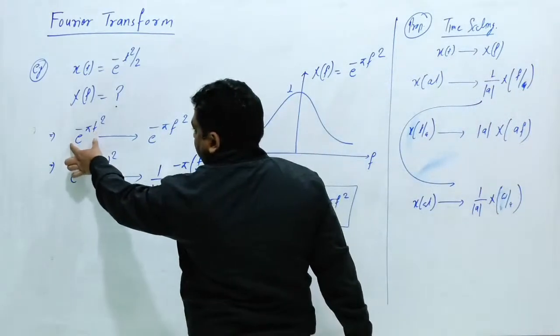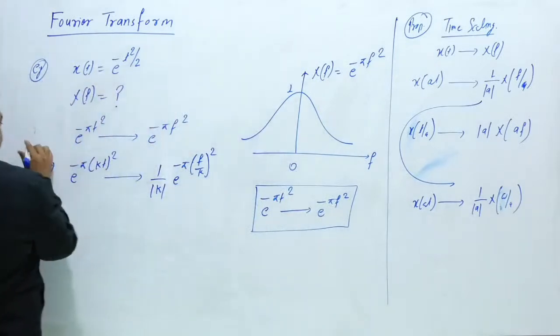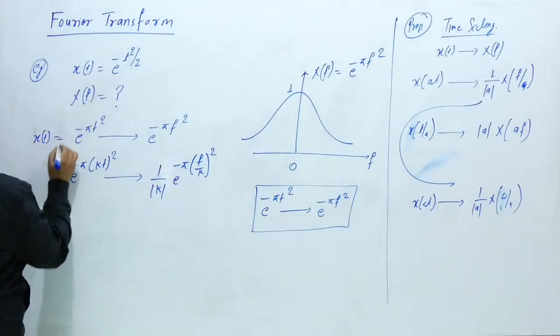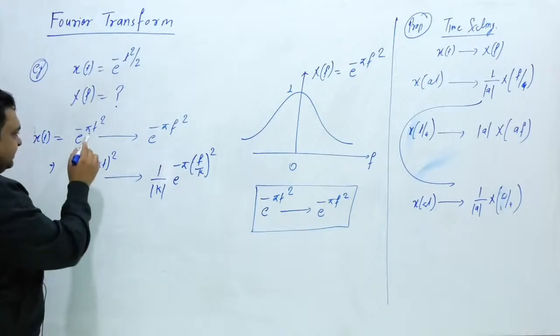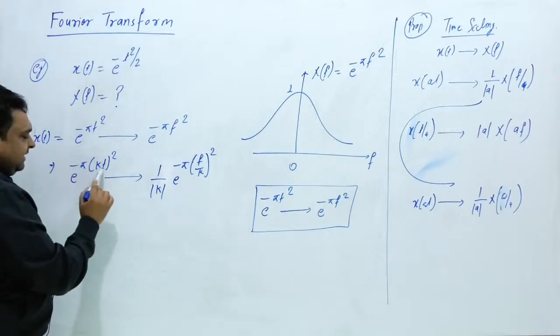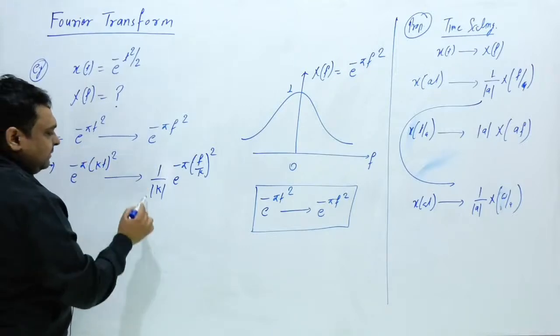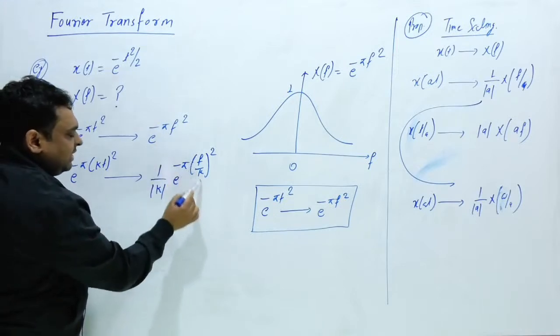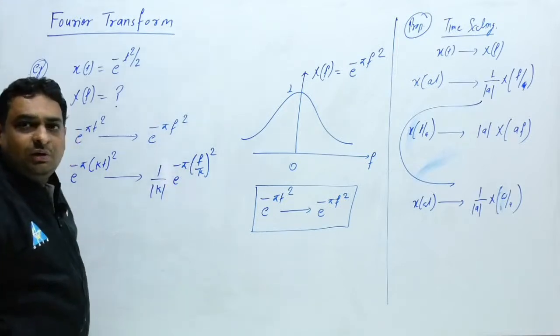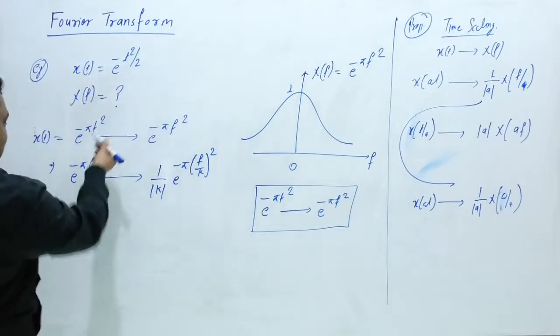So if this is x(t), x(t) is like this. So what will be x(kt)? I am just going to replace t by kt. So this is k t square, here 1 upon mod k e raised to power minus pi f by k whole square. Now you can find out the value of k.